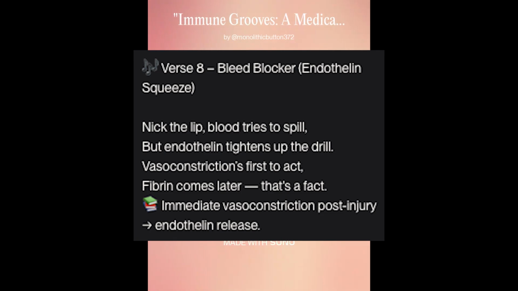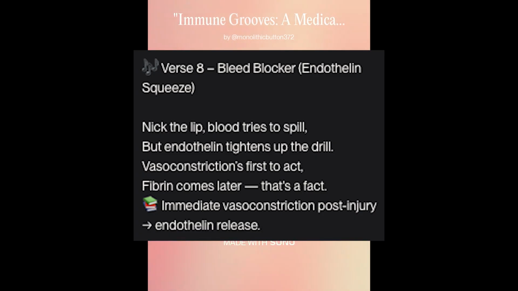The blood tries to spill, but adrenaline tightens up the drill. Vasoconstriction's first to act, fibrin comes later, that's a fact. Immediate vasoconstriction post-injury, endothelin release, yippee.